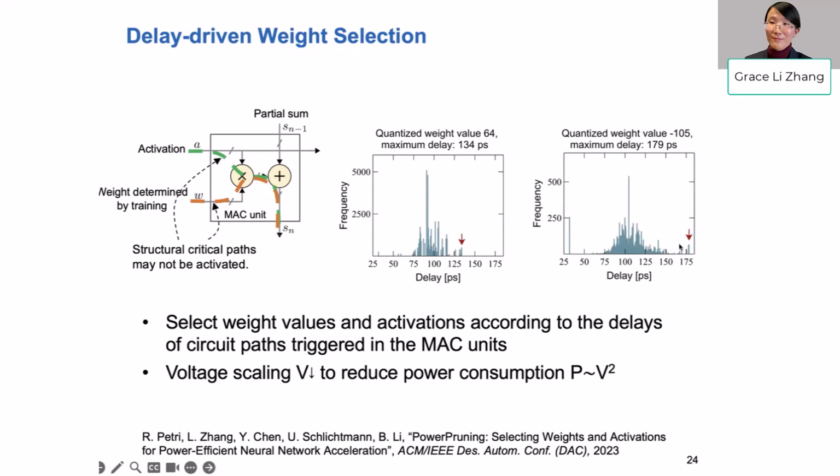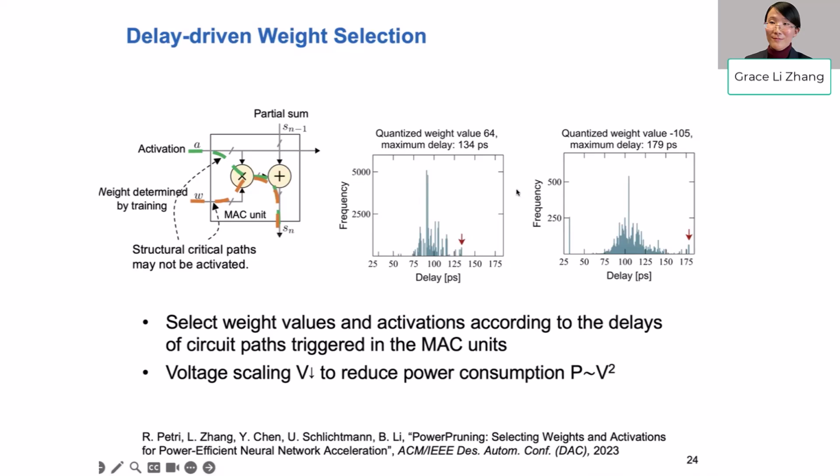But designers don't care about those detailed things. They just care about the worst case delay for any weight value. But we find that neural networks are very flexible in adapting to different weight values. If you retrain the neural network with only those weights that have smaller delays, it's also okay.